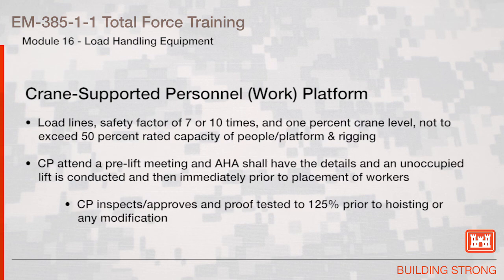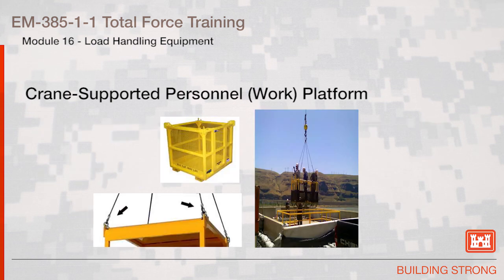Load line safety factor of 7 to 10 times, and crane level to not exceed 50% of the rated capacity of people or platform and rigging. Competent person attends a pre-lift meeting and the activity hazard analysis shall have the details, and an unoccupied lift is conducted and then immediately prior to placement of workers. Competent person inspects and approves, and proof tested to 125% prior to hoisting or any modification. The following provide examples of crane-supported personnel work platforms.